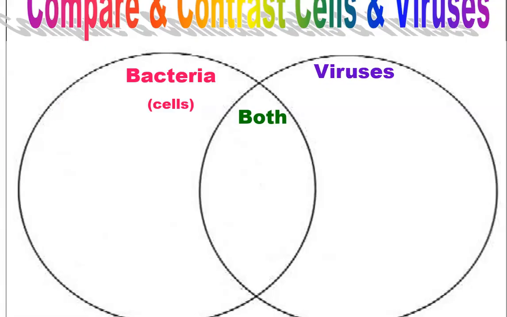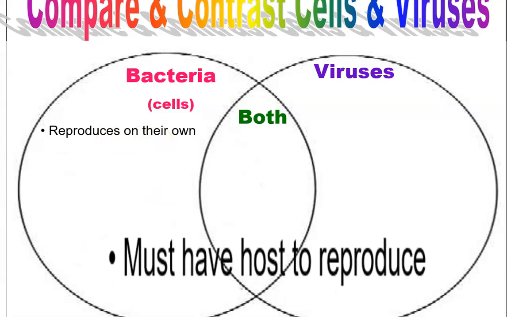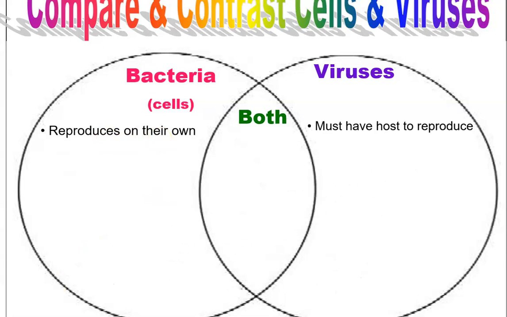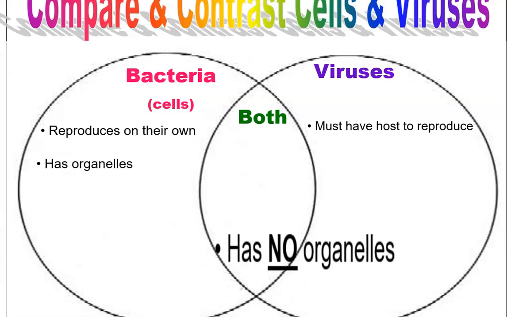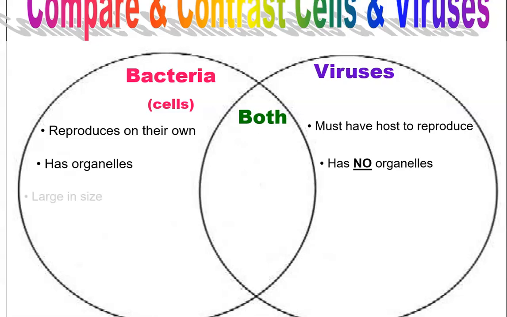And so now we're just going to compare and contrast bacteria and viruses. So bacteria are cells, they can reproduce on their own. Viruses, they need a host. They must have a host to reproduce. Bacteria have organelles. We learned that viruses have no organelles.